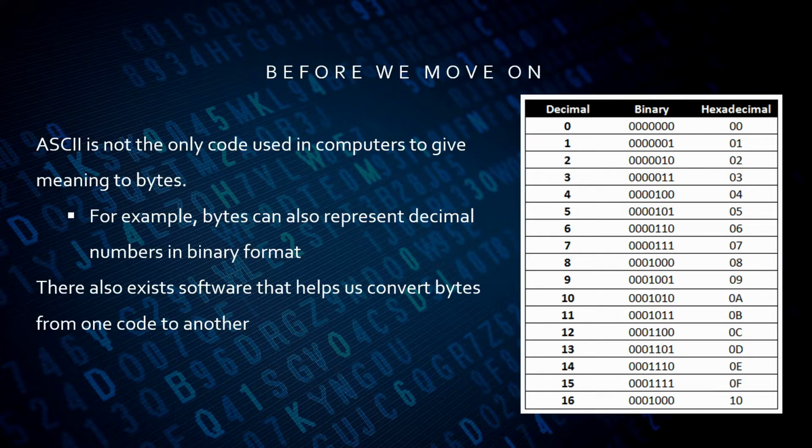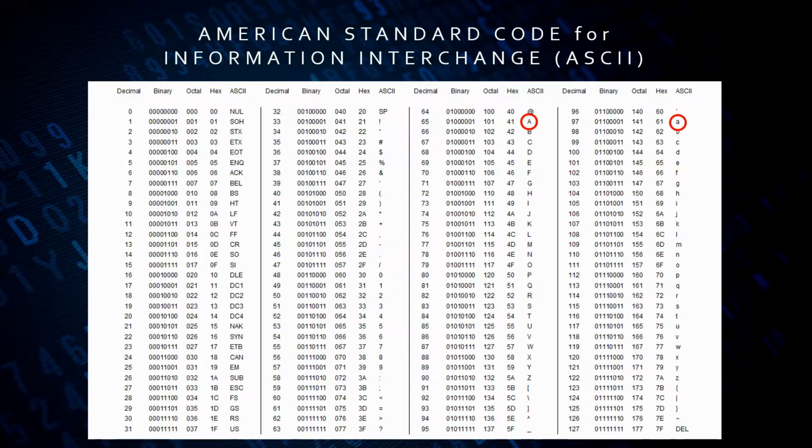So to close off that topic, the last thing I do want to say is that ASCII is not the only code used in computers to give meaning to bytes. For example, I don't know if you noticed from this picture, but if you look at the binary column, on the left of it there's also a decimal column. This decimal number is the quantity that is equivalent in the decimal system to the binary number next to it in the binary system.